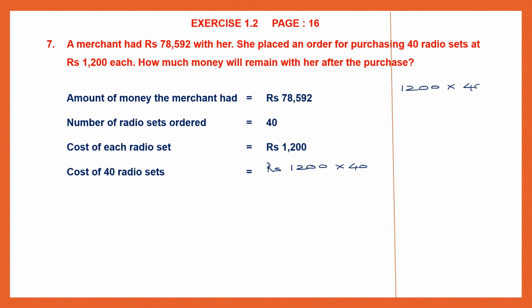Now remember children, when you have multiplication with numbers ending in zeros, it's very easy. We can just ignore the zeros initially and later put back the zeros after we finish multiplying the other numbers. So now what is left? We have 12 and 4. So 12 into 4. 12 fours are 48. Now count the zeros and put the zeros. 1, 2, 3. So there are 3 zeros. That means the cost of 40 radio sets is rupees 48,000. This is the cost of 40 radio sets.